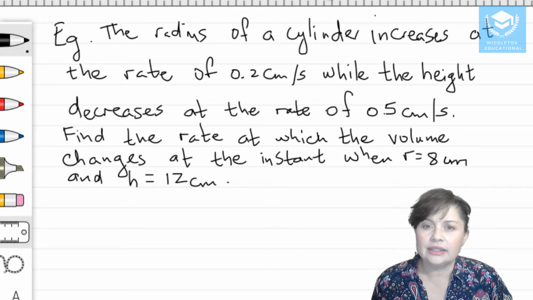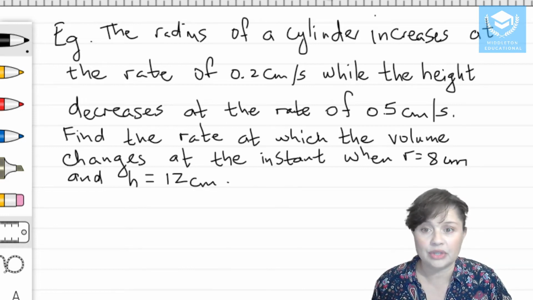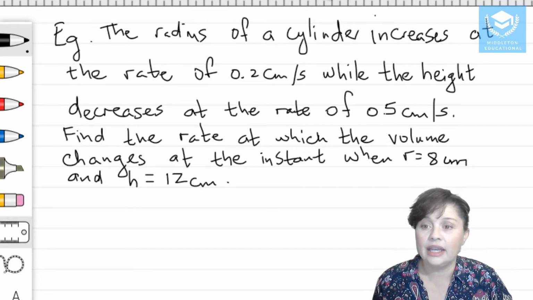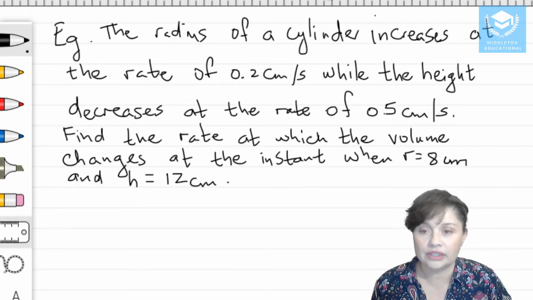The radius of a cylinder increases at the rate of 0.2 centimeters per second, while the height decreases at the rate of 0.5 centimeters per second. We have to find the rate at which the volume changes at the instant where the radius of the cylinder is 8 centimeters and the height of the cylinder is 12 centimeters.